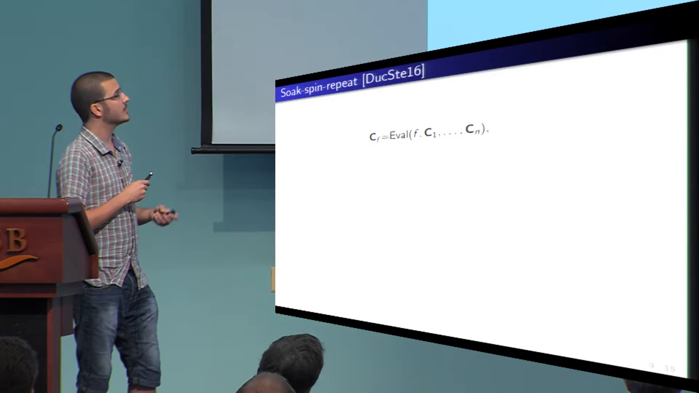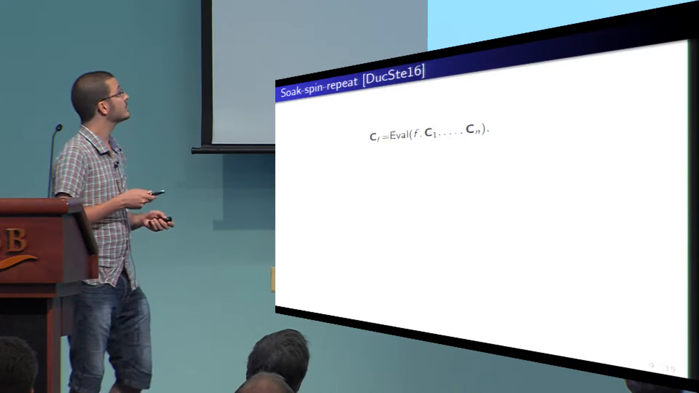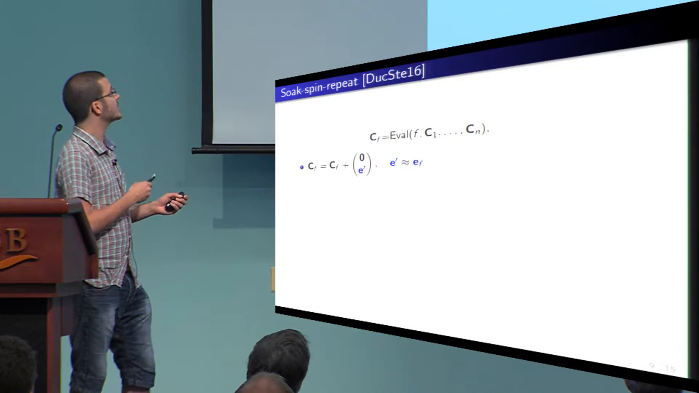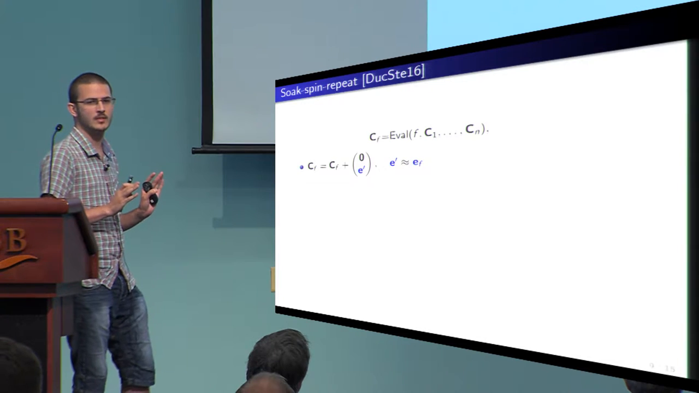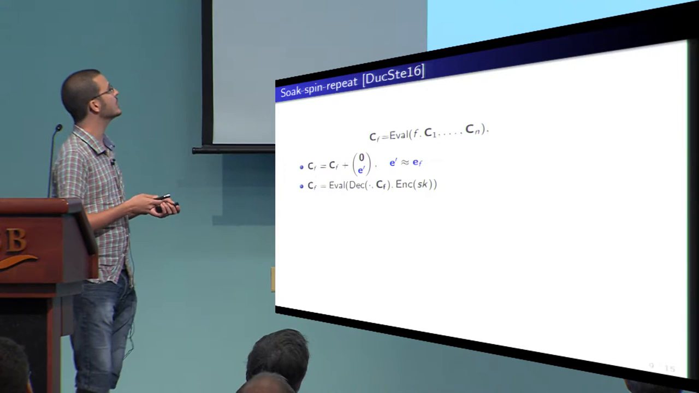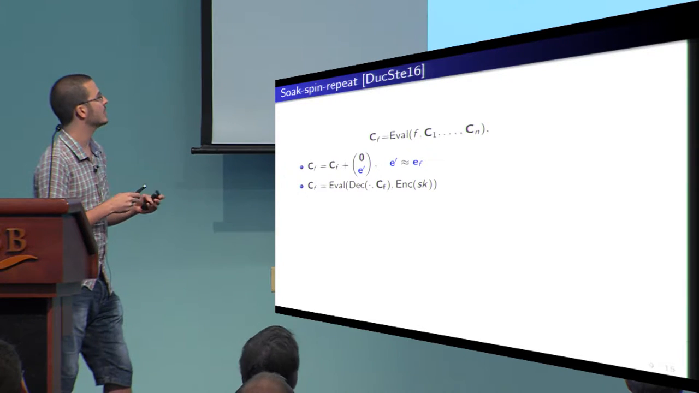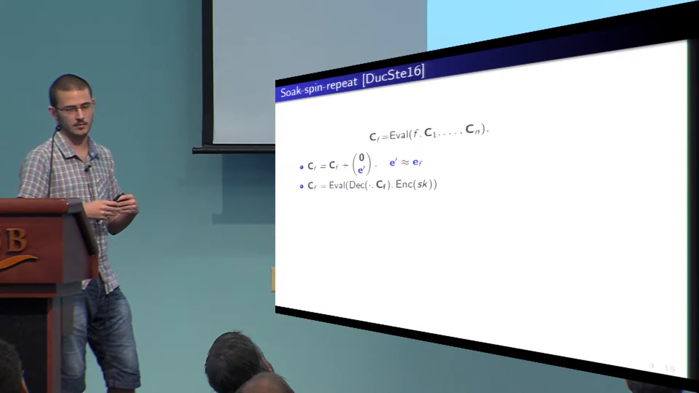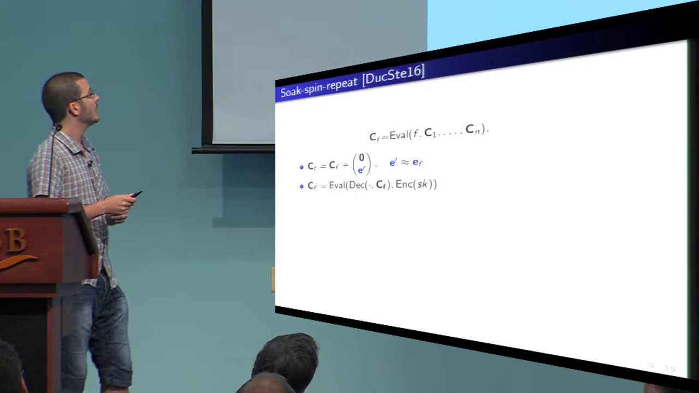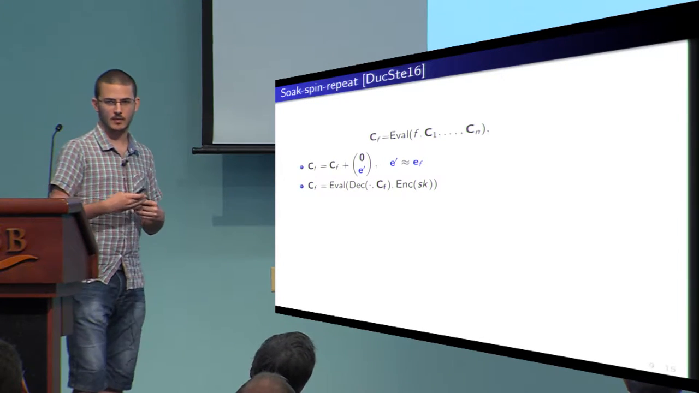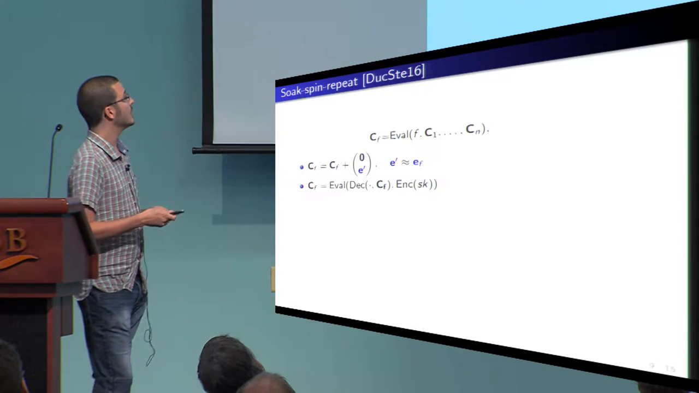A more recent approach was by Ducas and Stehlé at Eurocrypt 2016. It consisted of first adding some noise, but this time only at the same size as the noise already in the ciphertext, and then doing a bootstrapping. It's a bit of a pedantic way to write it, but you evaluate the decryption circuit on an encryption of the secret key, which means that you get a new ciphertext of the same plaintext, but with a known bounded amount of noise.